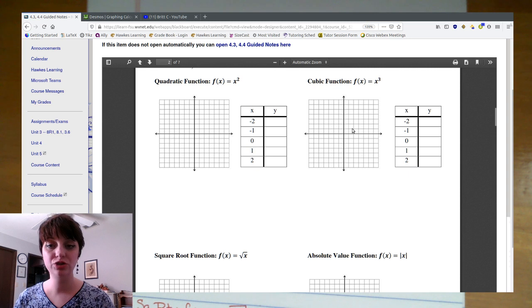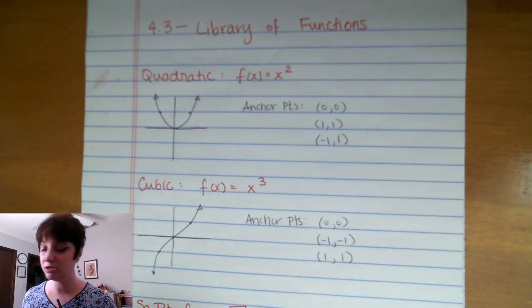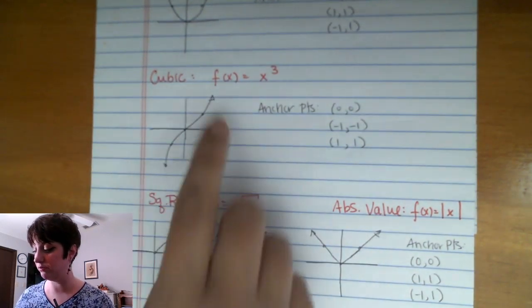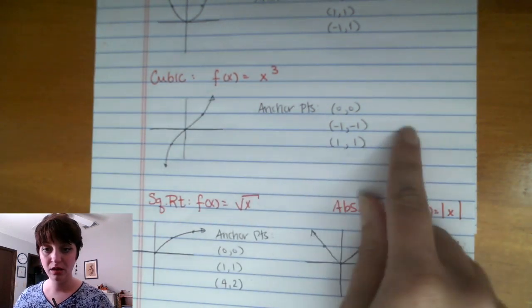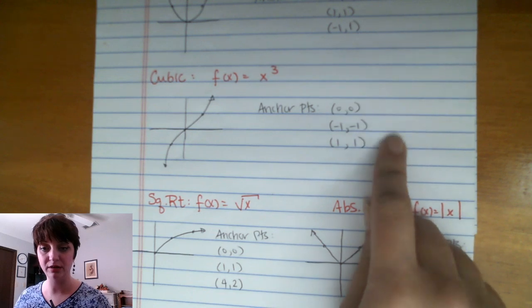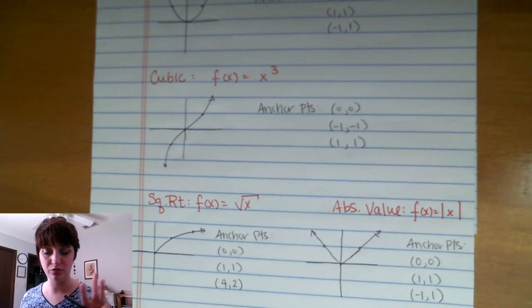The cubic function, so, do negative 1, 0, 1 again. Negative 1 cubed is negative 1, 0 cubed is 0, 1 cubed is 1. So they have you do a couple other points just to get the right shape. So here's the shape of our cubic. So our x cubed is like this kind of weird curve thing. (0, 0), sorry, (-1, -1), and (1, 1). Those are our three anchor points.